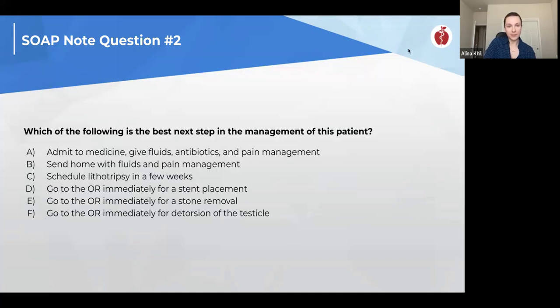So overall, I'm going to give you guys a couple minutes. Keep all those things in mind, especially the imaging findings, and go ahead and choose an answer for this and put it in the Q&A and we'll talk through this. Getting some different answers here.